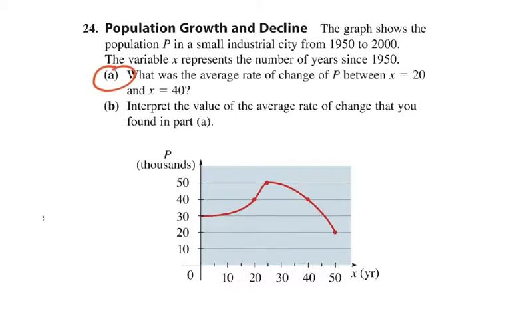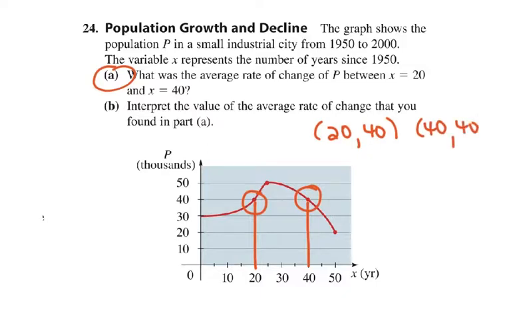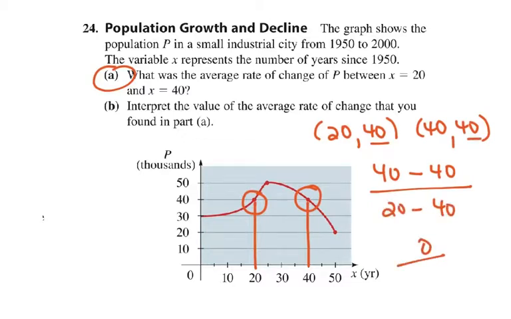What was the average rate of change of P between x is 20 and x is 40? So I'm going to find the ordered pair when x is 20 and the ordered pair when x is 40. It looks like this one's at about 20, 40. And this one looks like it's at 40, 40. So the average rate of change is going to be, subtract the y's, and then subtract the x's. I'm going to get 0 over negative 20, and 0 divided by negative 20 is 0.